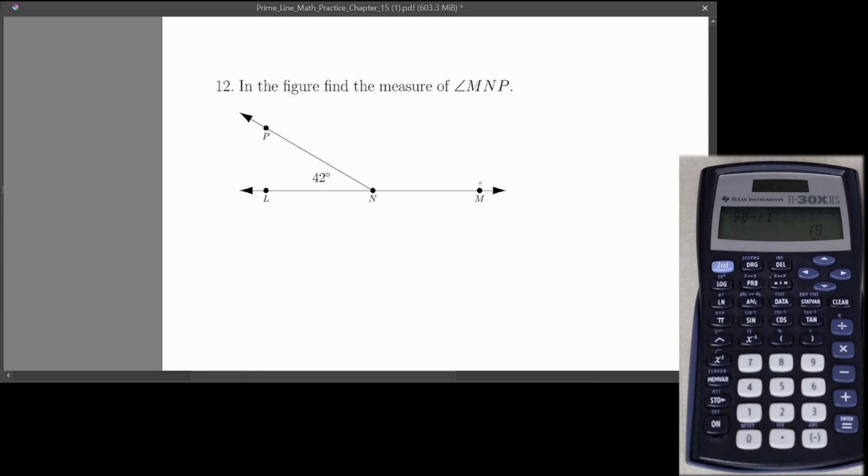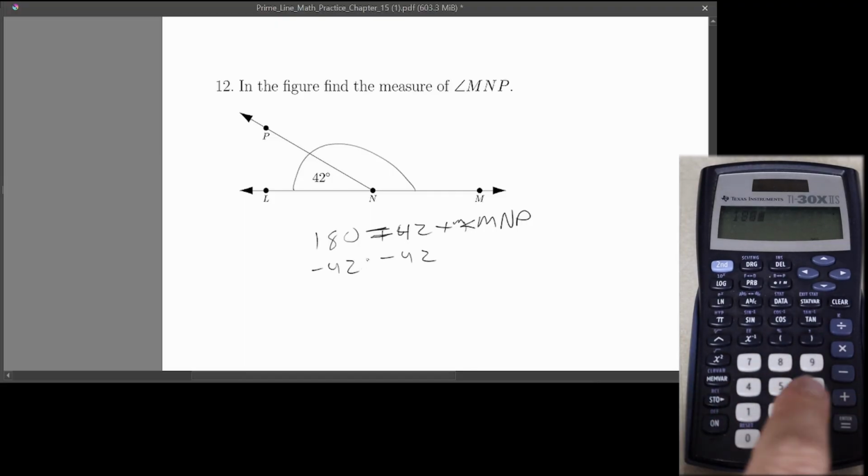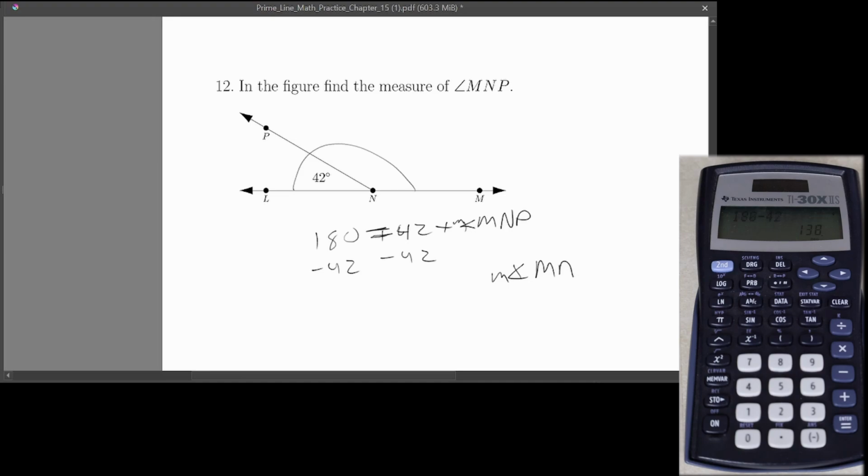So here we want the measure of angle MNP. The whole thing adds to 180, so 180 equals 42 plus measure of angle MNP. If we subtract 42, 180 minus 42, we come up with the measure of angle MNP equals 138 degrees.